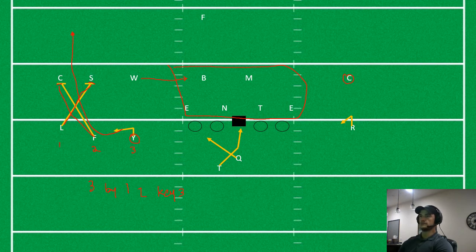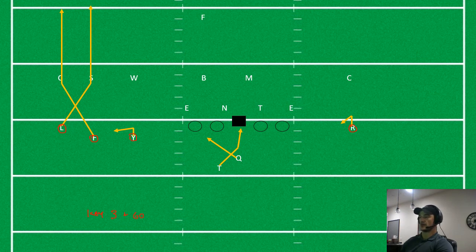All right. So here's an example of key 3 and go instead of blocking. The key, like I said, guys, if you see a key and your number, you are running the key screen. If you see the go and you were blocking, you are now running a go. So the L and the F are now running goes. The R is still running his key screen because he's on the lone side.